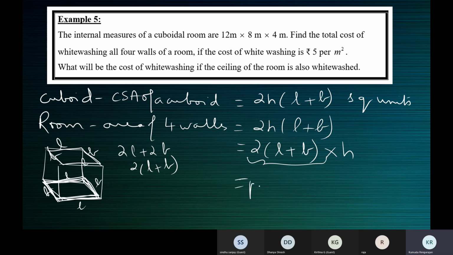So perimeter of the floor, or the base of the cuboid. See, when we say floor, it's the base of the cuboid. Perimeter of the floor into height. This is the other way of interpreting the area of 4 walls.